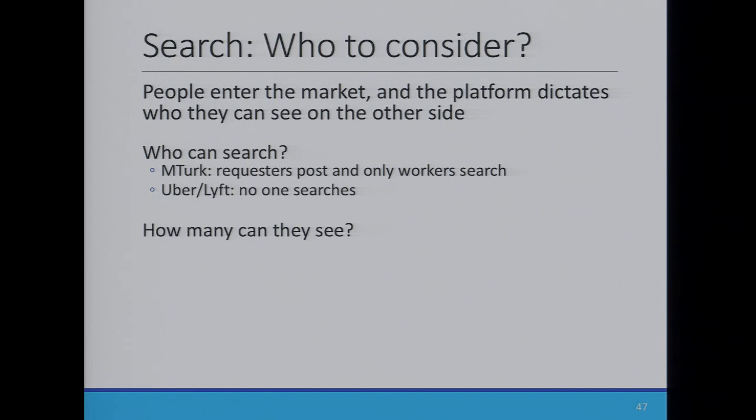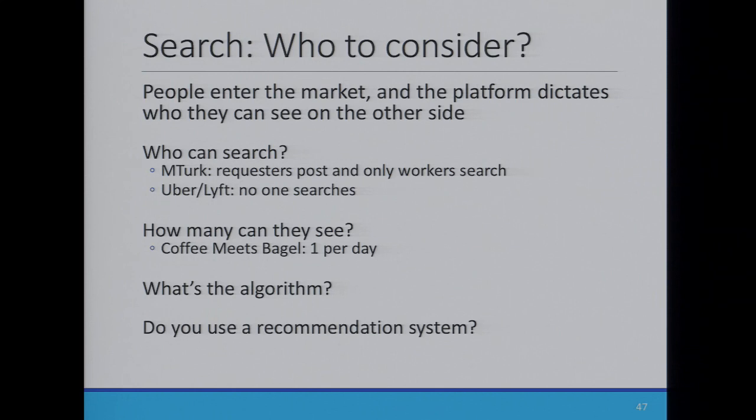How many can they see? So for example, in Coffee Meets Bagel, which is a dating app, they show you one per day. So you can say, do I show 1, 5, 25? How many people do I show on the other side? Do I let you search for everybody? What's the algorithm? How am I determining what comes up in the search results, who I show you first? And do you use some sort of recommendation system? Do I say, hey, I see you're a web designer, I think you should look for this job? Or hey, you're looking for web design, these guys are really well known for web design, you should hire them. And what are the effects of using one?